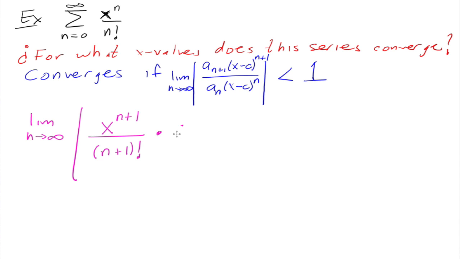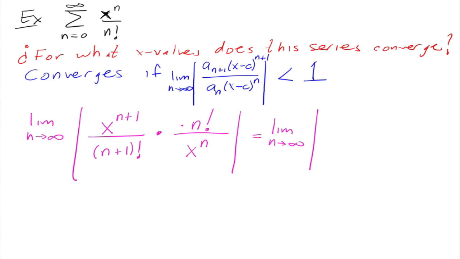So this is the numerator, basically, and then over a sub n times, so n factorial, over x to the n. Does that make sense? Okay, so then I simplify this a little bit. And I get the limit as n goes to infinity of, so what can I get rid of here?